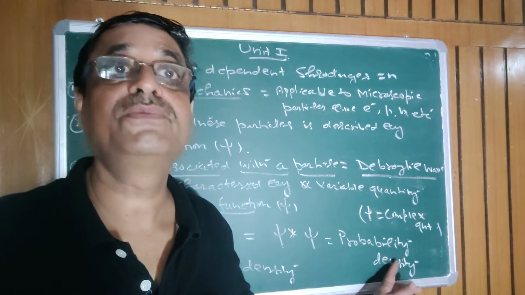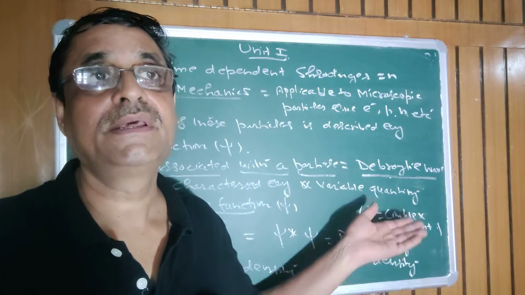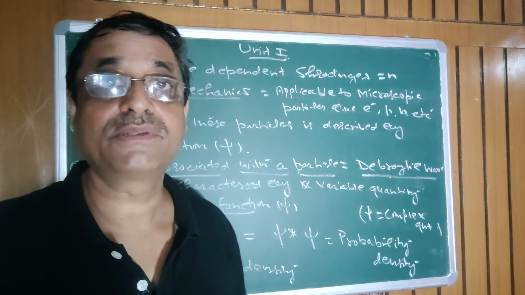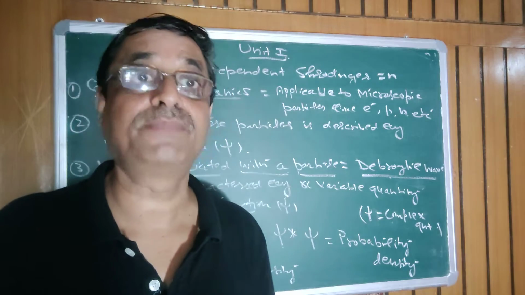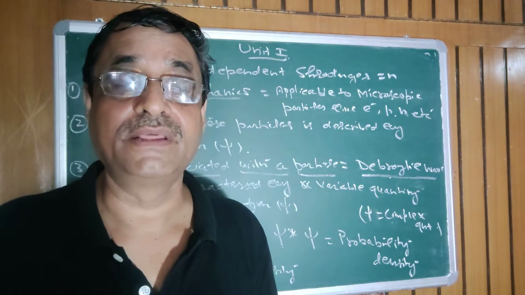So what you will be doing, you will take psi mod square. Psi star को psi से multiply कर दीजिए, and that will be a real quantity because the particle actually is at some place. Particle कहीं ना कहीं तो पड़ा हुआ है. It means it is a real quantity.